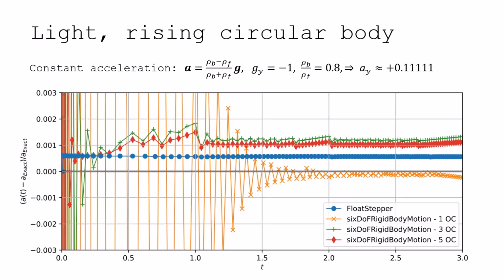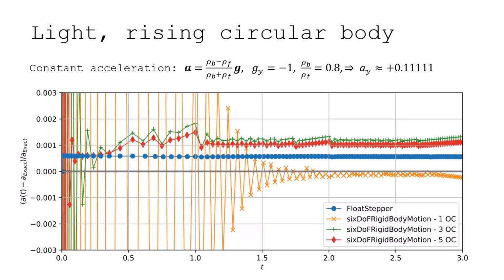And then I want you to focus on the blue curve here. What I show is, as a function of time, the relative error we commit in acceleration relative to the true expression we have here. And you can see it's basically constant, as it should be, but it has an offset. But it looks much better than what we have with the six degrees of freedom rigid body motion library that we have in OpenFOAM. So the first one here, the yellow one, you see that this is a signature of the added mass instability, these wild jumps up and down.